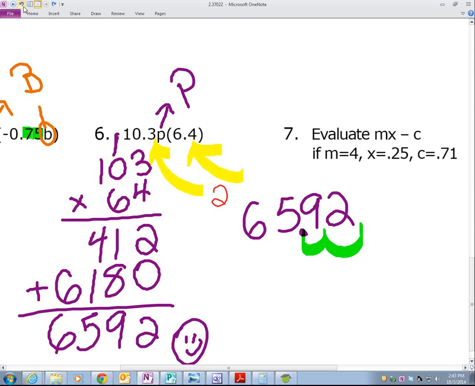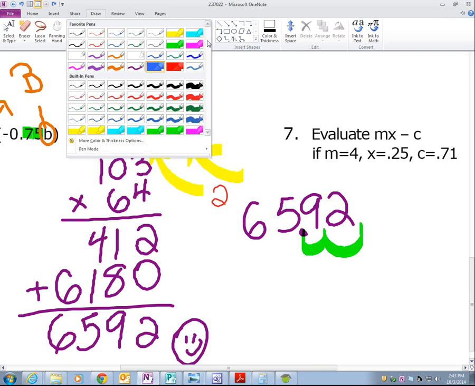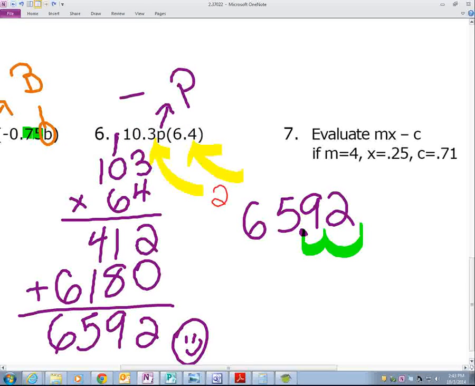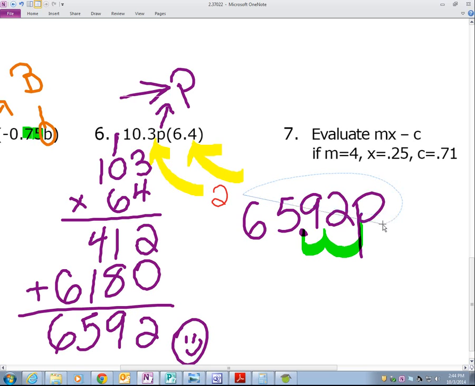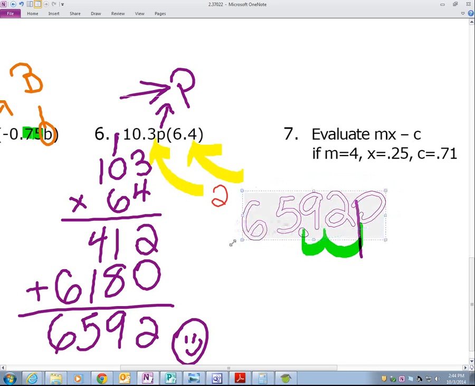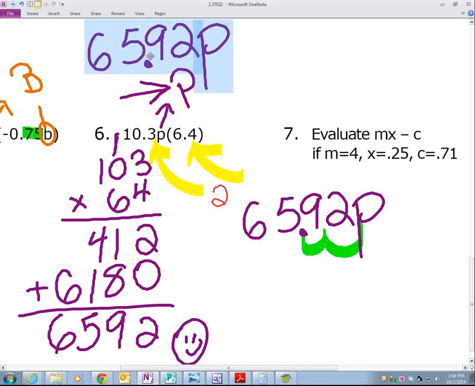I just wanted people to know what I'm doing as you guys are getting ready to go. We can't forget about this variable here. We think we're done, but we still have to put it back in there. So the correct answer is 65.92p. Okay, so that's the answer to that one. We're still not talking, people. Pull that whole thing over. So there's the answer to that one.